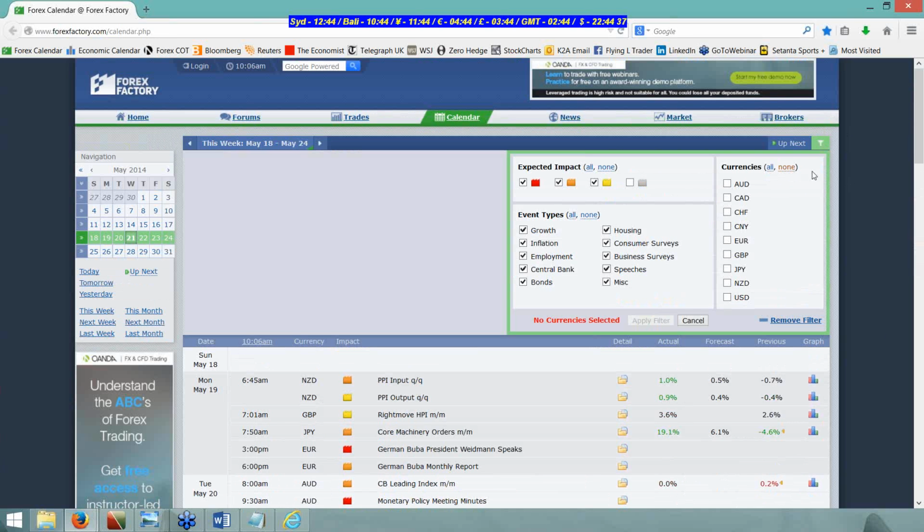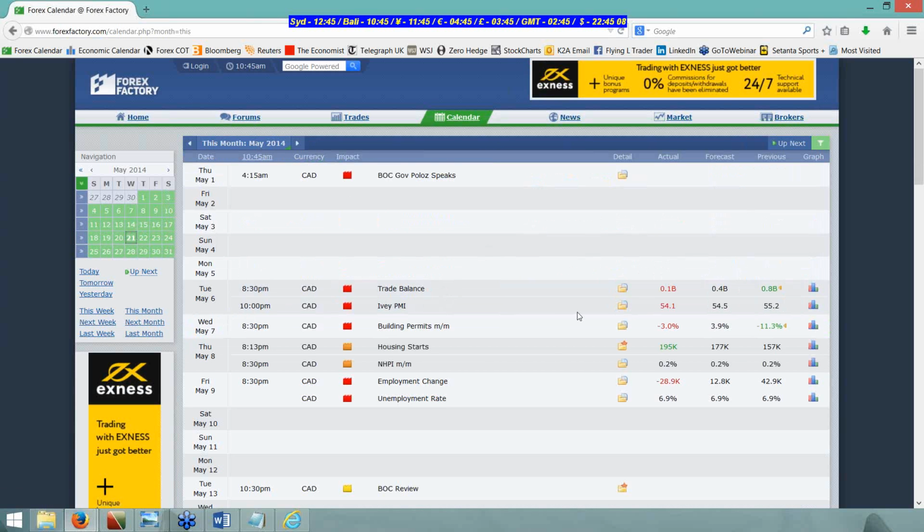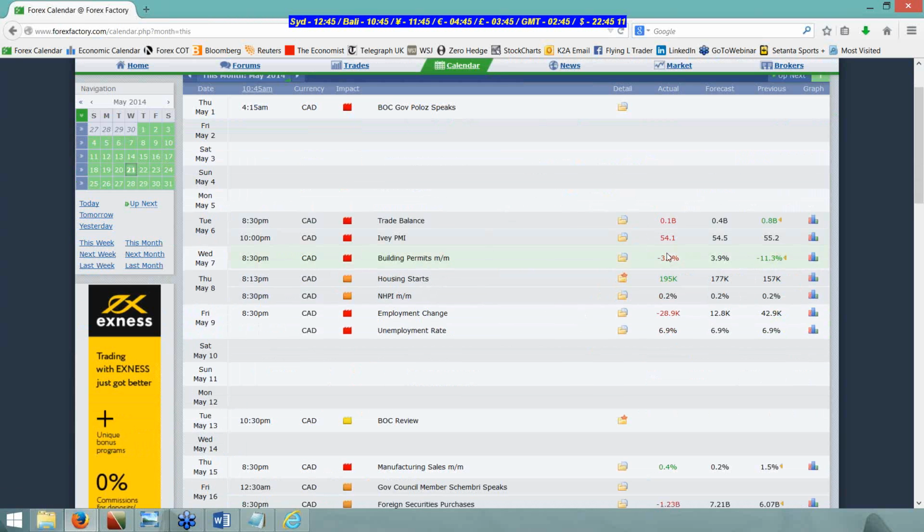Untick, say none. And let's say we want to just look at Canadian. So we just want the CAD, all events, all event types. Let's just stick with the CAD for the time being and go apply filter, and that gives all the CAD announcements this week. But if you go to this month, you'll see what's been out so far this month. Trade balance, building permits, a bit of an issue.